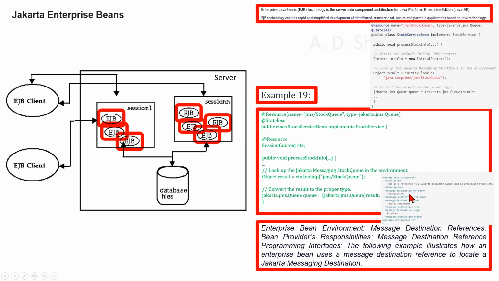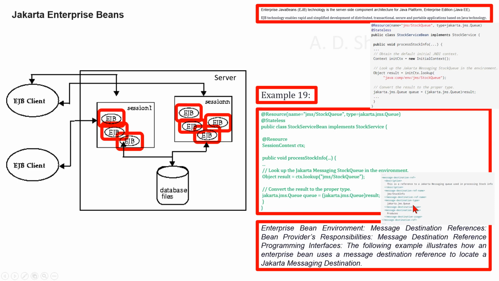The message destination type element specifies the expected type of the referenced destination. For example, in the case of a Jakarta messaging destination, its value might be jakarta.jms.queue. The message destination type element is optional. If an injection target is specified, the message destination type defaults to the type of the injection target.